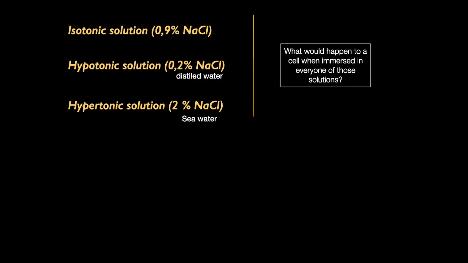Here we have a solution of 0.9% sodium chloride, which is common salt. And this concentration is considered isotonic. If you have a concentration of only 0.2%, then we say it is hypotonic. And if we have 2% salt, then we say it is hypertonic.